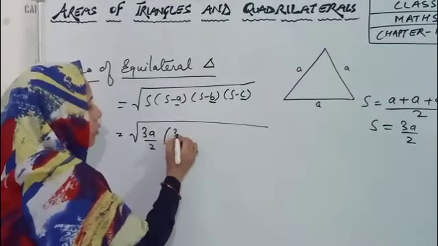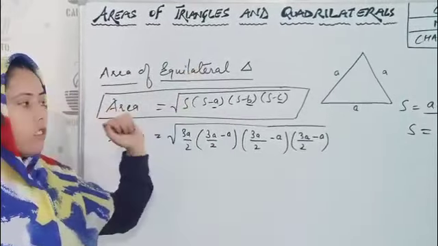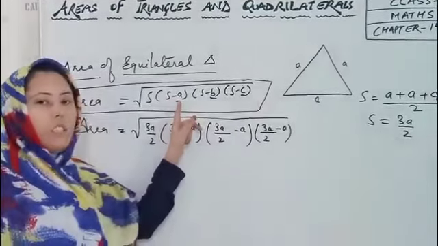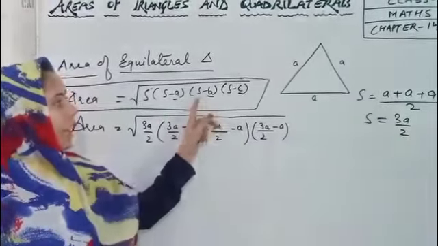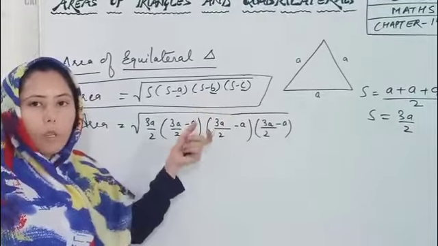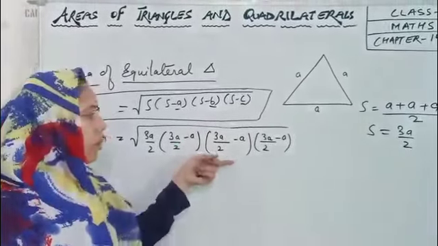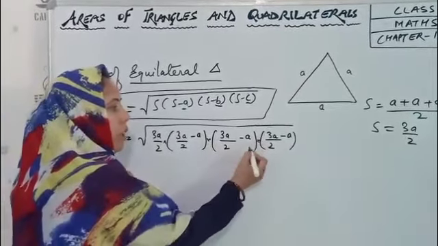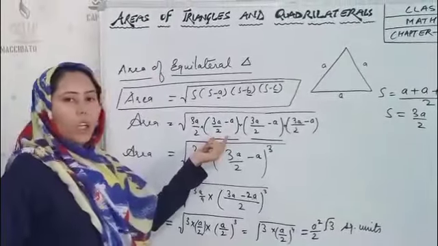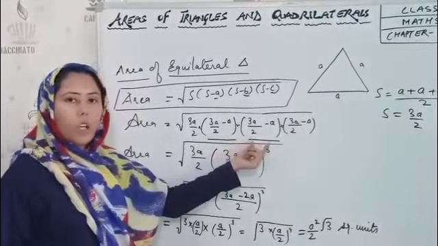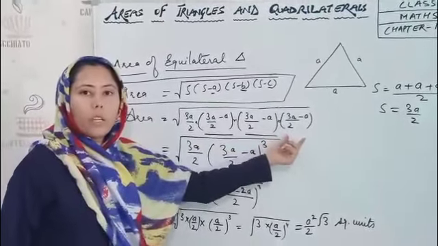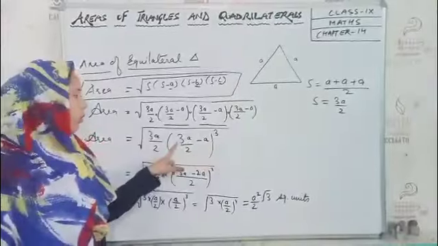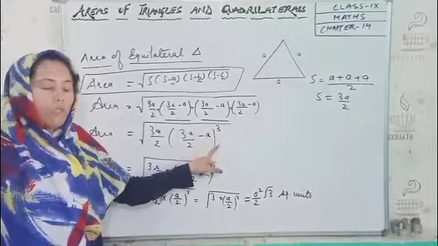s is 3a by 2. s minus a is 3a by 2 minus a. s minus b: the other side is also a, because this is an equilateral triangle and all sides are equal. So it becomes a multiplication: 3a upon 2 minus a, three times. The bases are the same, so the powers will be added: 1, 2, 3. So (3a upon 2 minus a) whole power 3.